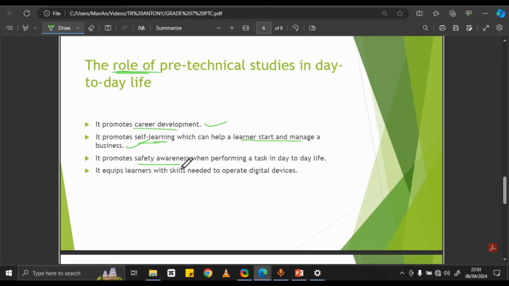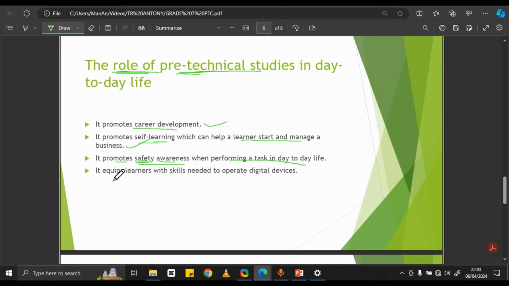It promotes safety awareness. In general, they say the first rule of performing a task is safety. With pre-technical studies, you'll understand what safety awareness is, what some safety procedures are, among others. So, what are some safety threats, okay? So, pre-technical studies will first aim to promote safety when performing a task in day-to-day life, okay?